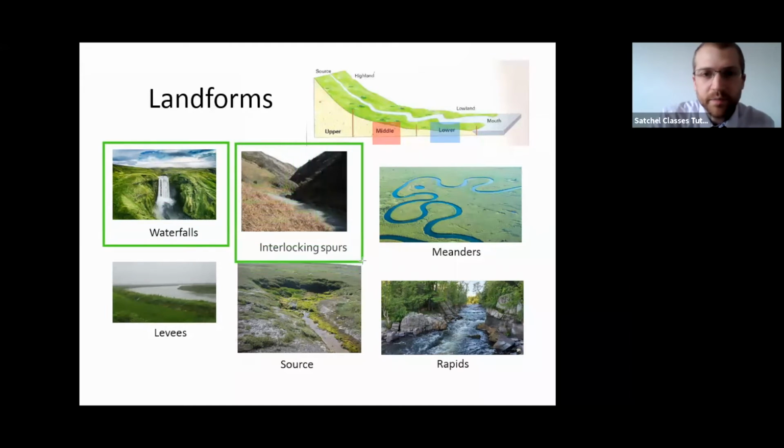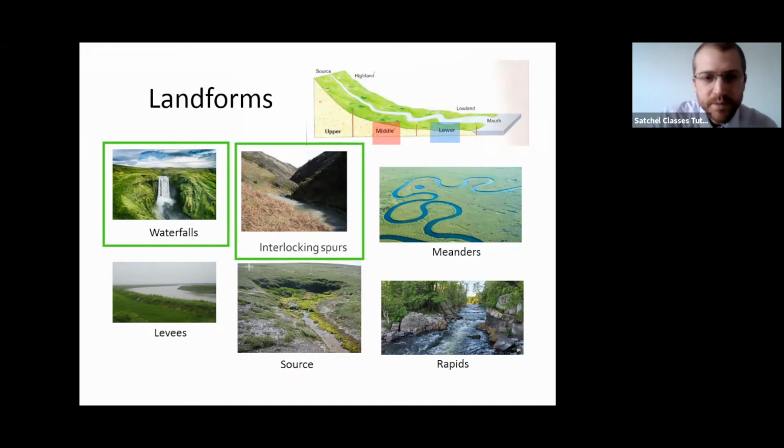Interlocking spurs. They are upper course landforms because again we can see the steep terrain. The river doesn't have energy to erode through those outcrops of rock, so it has to go around. But if we didn't know that, we know that it's steep terrain, so it's got to be in the upper course.